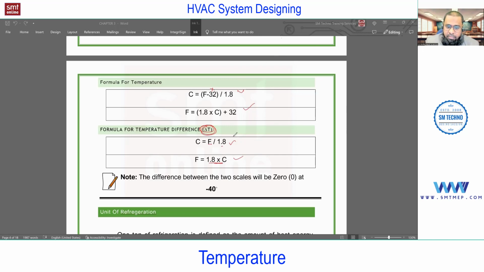And now if I use this conversion, suppose 10 degrees centigrade is a delta T, a temperature difference, no? So now if you convert into Fahrenheit, then 1.8 into 10. This is going to be 18.9, say rounded off to 19 degrees Fahrenheit. So previously we got 50 degrees Fahrenheit. Now we got 19 degrees Fahrenheit. You see the difference is more than double.